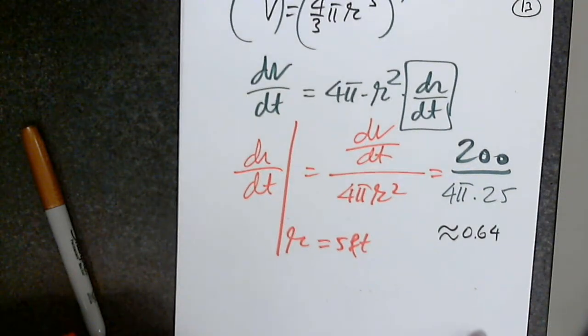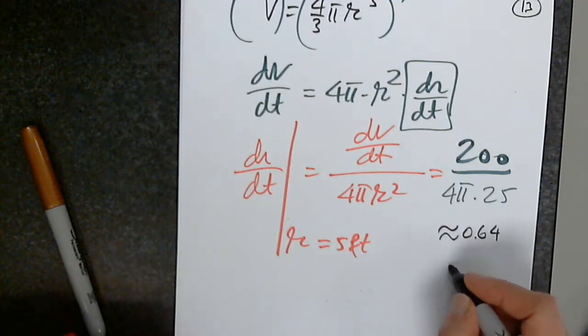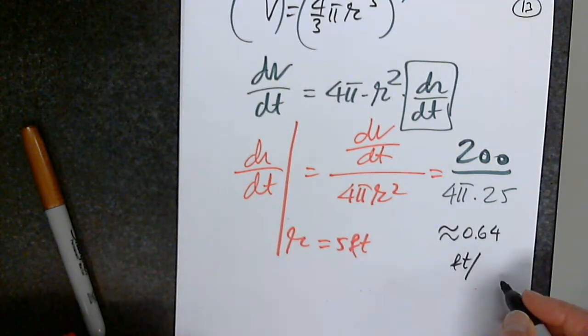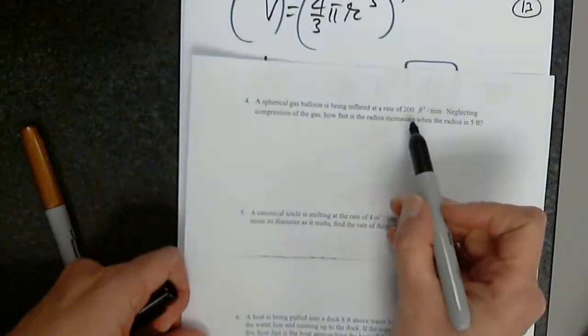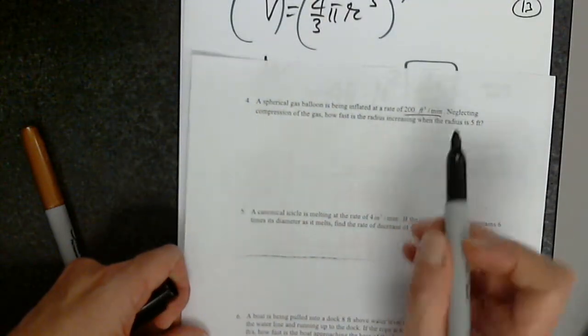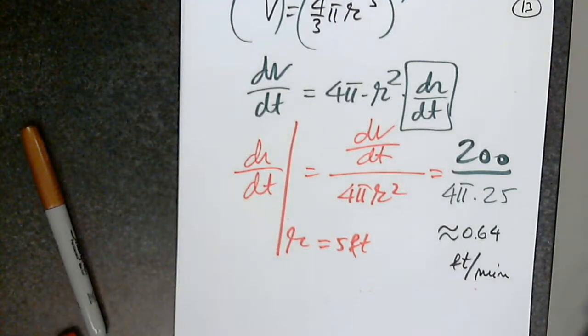The rate of change of distance with respect to time. A radius, the radius is a distance. Per minute. Why per minute? Because this was given per minute. So what will you say?